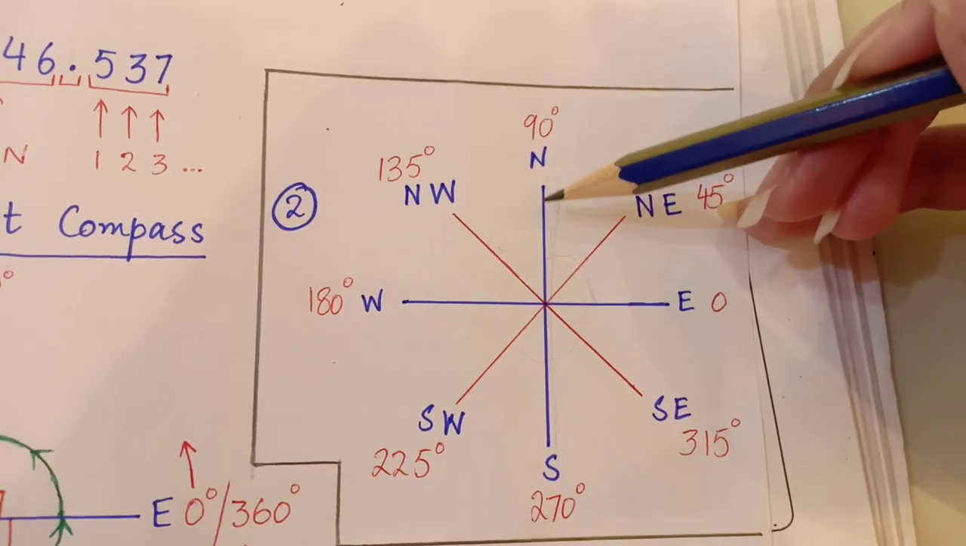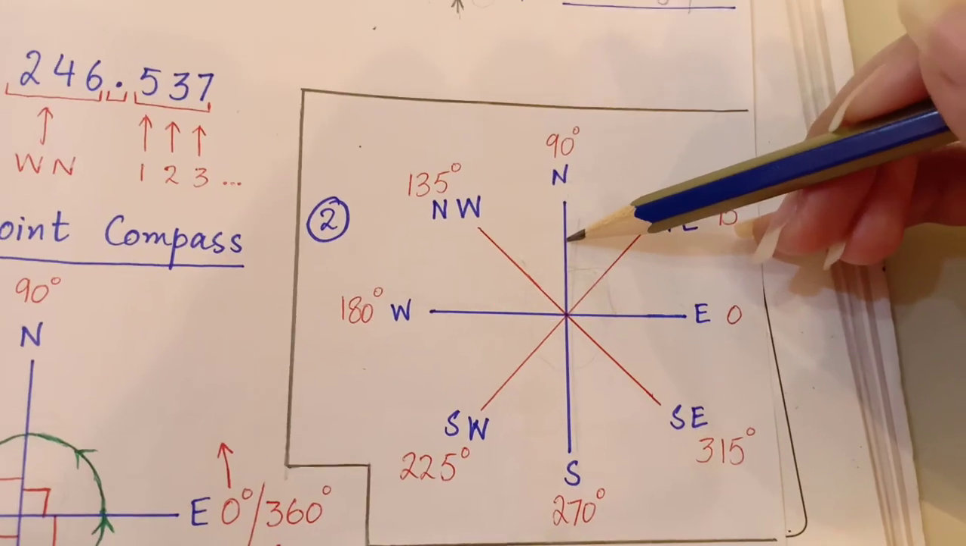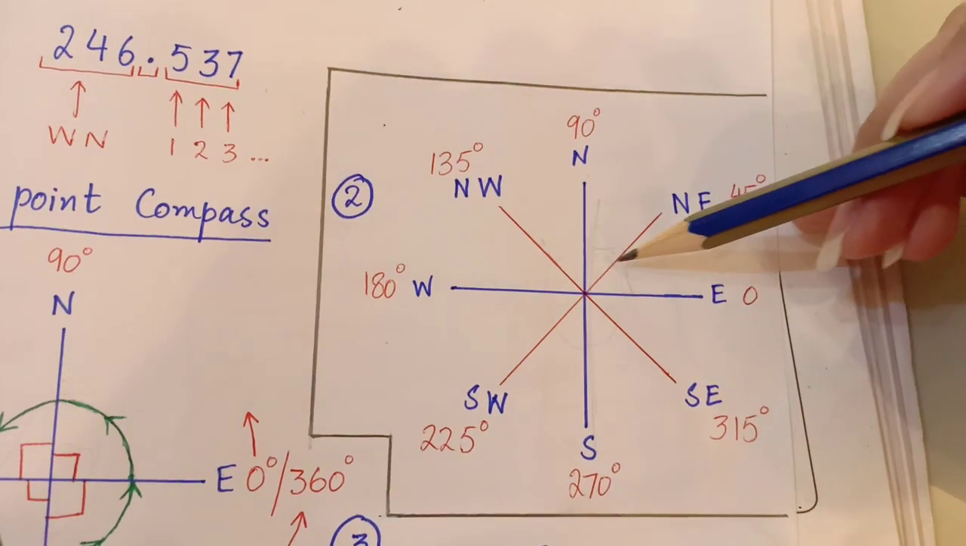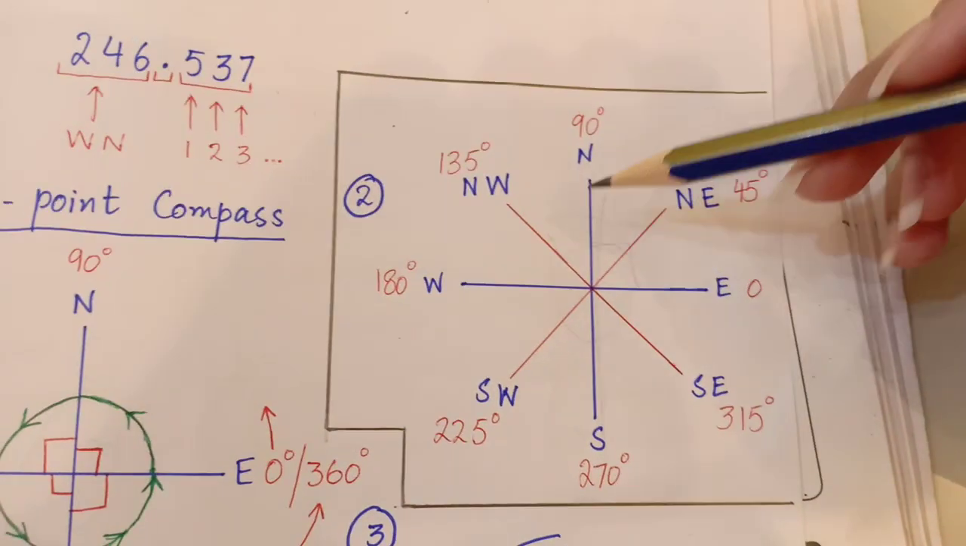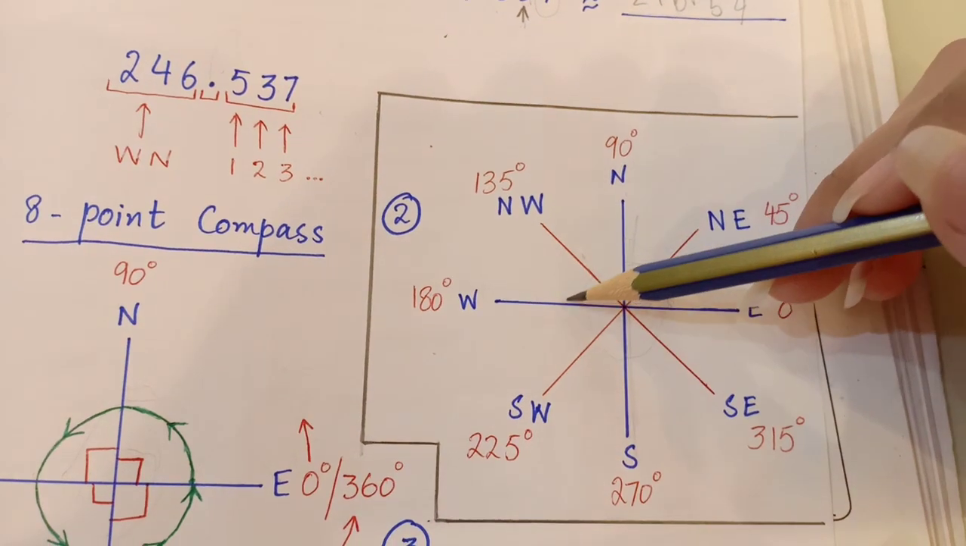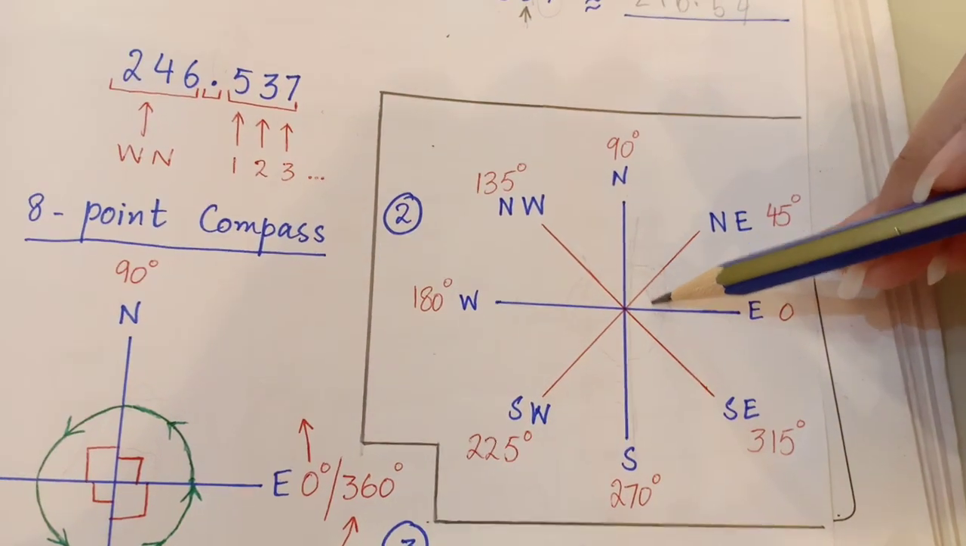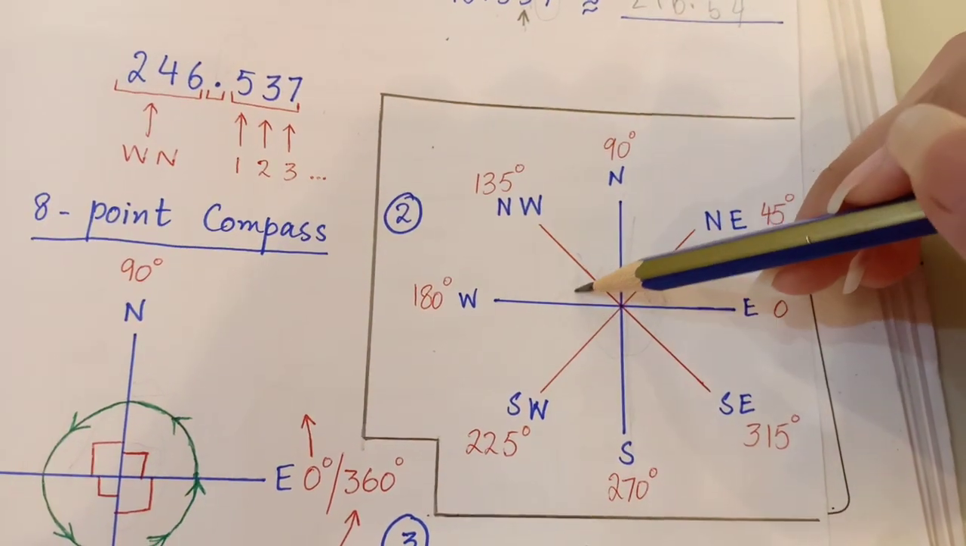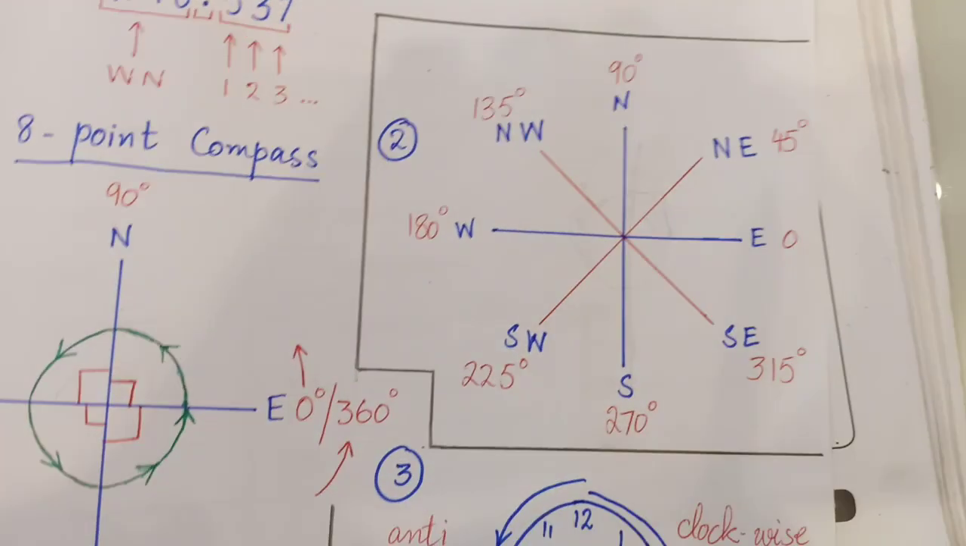But if we subtract 45 from 90 degrees, we get 45, and if we subtract 45 degrees from 180 degrees, we get 135. So there is a difference of 45 degrees in each of these directions, 45 degrees.